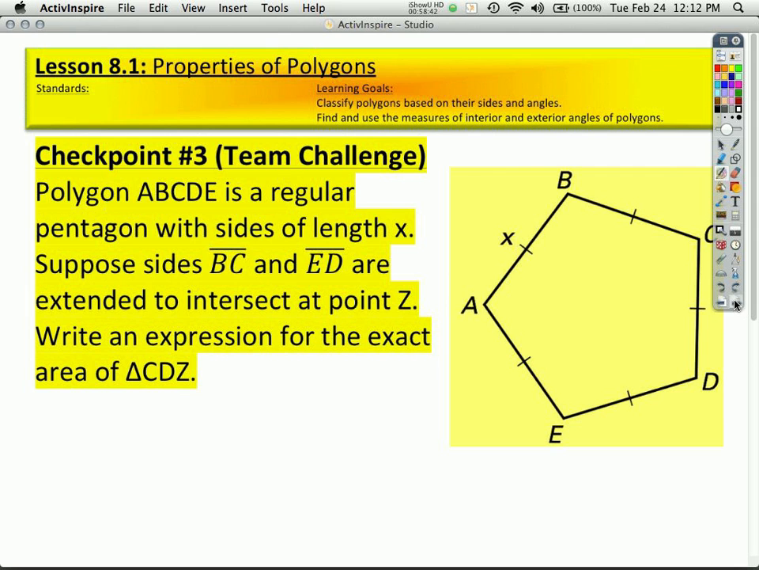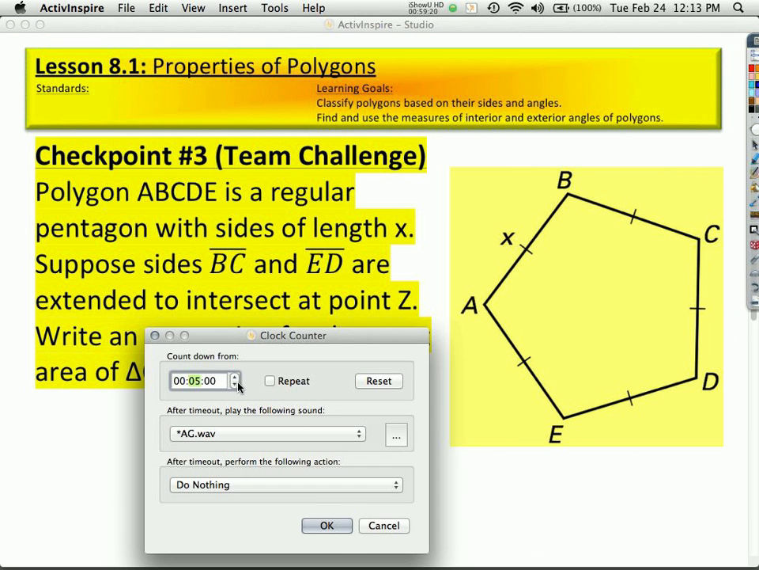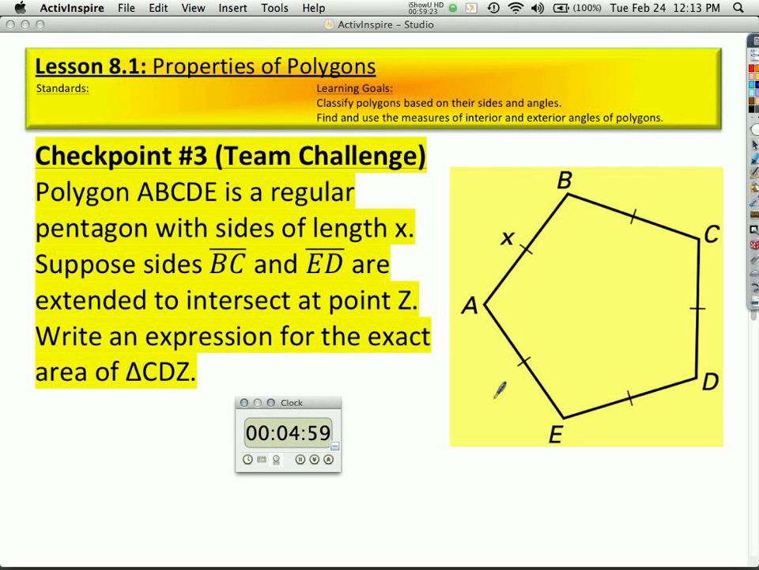So, here is the team challenge. You have a polygon. It's a regular pentagon. Suppose that we take BC and extend it further, and we take ED and extend it further until they intersect at a point Z. Write an expression for the exact area of CDZ. I'm going to put 5 minutes on the clock today, we will get started, and then we will resume at a later time.